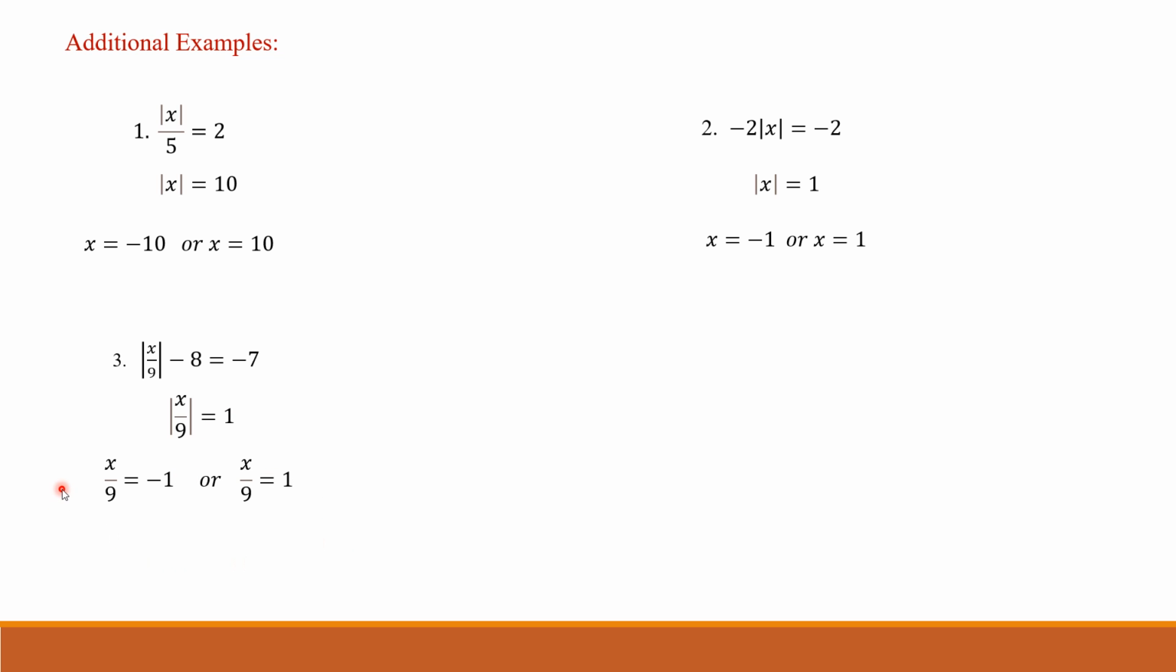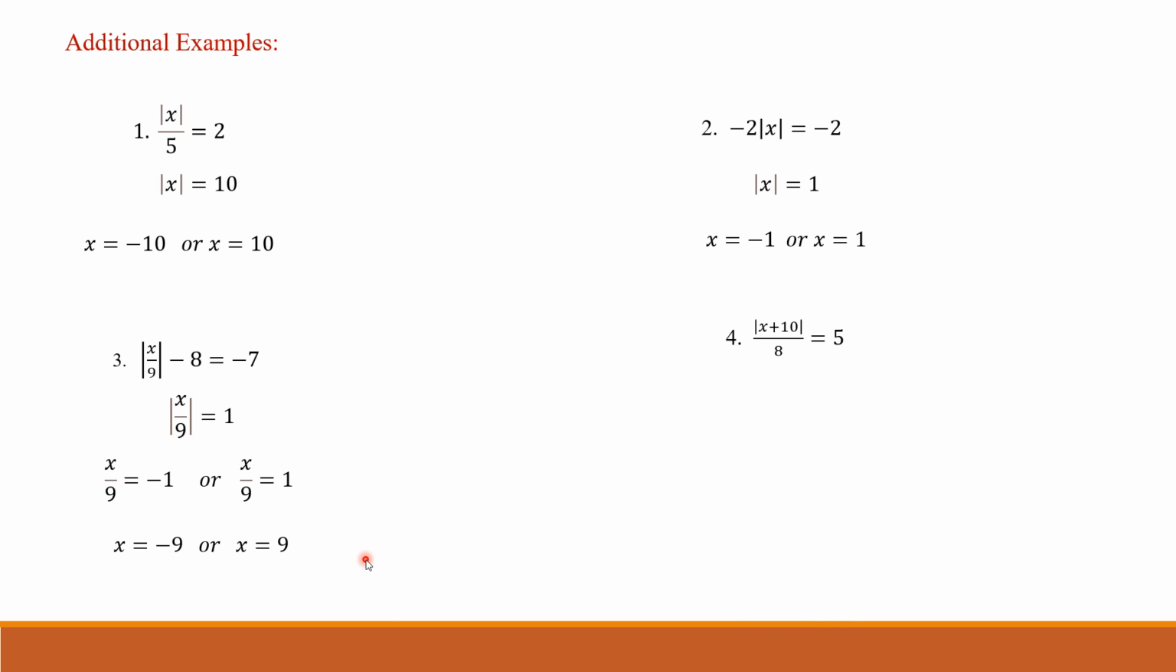And then we'll solve both of these equations by multiplying by 9. And our solution would be x equals -9. 9 times -1 is -9. And the other one we multiply by 9 and we get x equals 9.